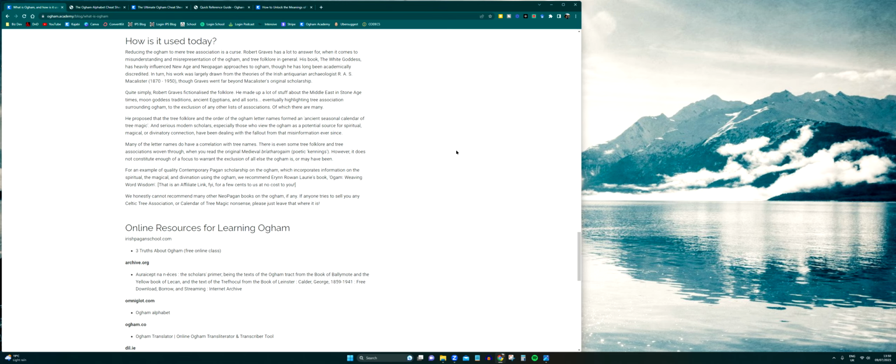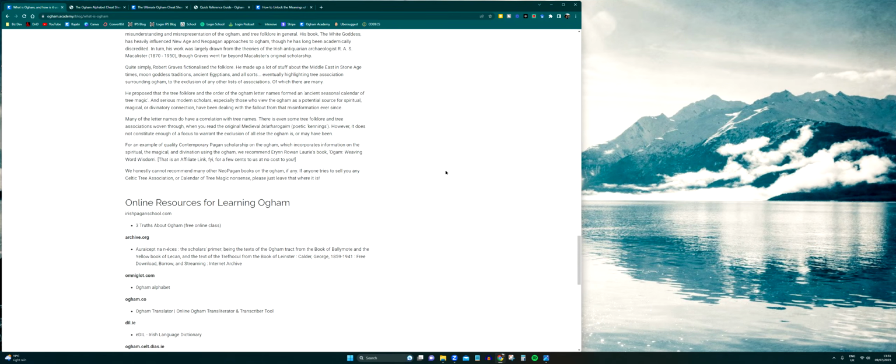For an example of quality contemporary pagan scholarship on the Ogham, which incorporates information on the spiritual, the magical, and divination using the Ogham, we do recommend Erin Rowan Laurie's book, Ogham Weaving Word Wisdom, which I will link below. We honestly cannot recommend many other neo-pagan books on the Ogham, if any. If anyone tries to sell you any Celtic tree association or a calendar of tree magic nonsense, please just leave it where it is, okay?